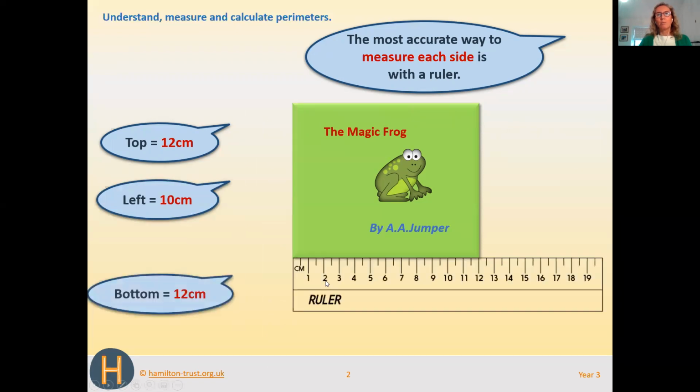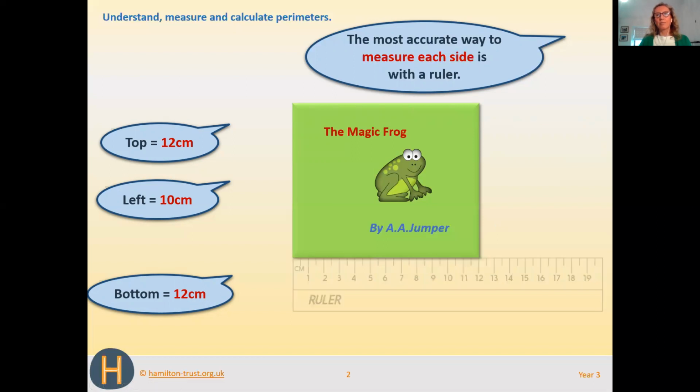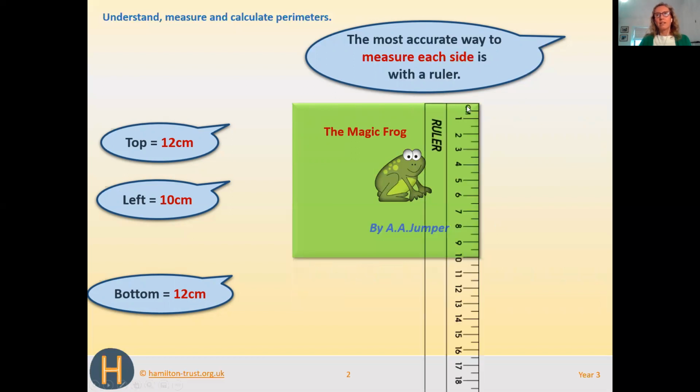Then we can measure the bottom. We can see that the 0 of the ruler is at the edge of the book. We look along and it is 12 centimetres. So the bottom of the book is 12 centimetres long. And then the right-hand side, the 0 is at the edge of the book, and we read down the scale and we can see that the right-hand side of the book measures 10 centimetres.